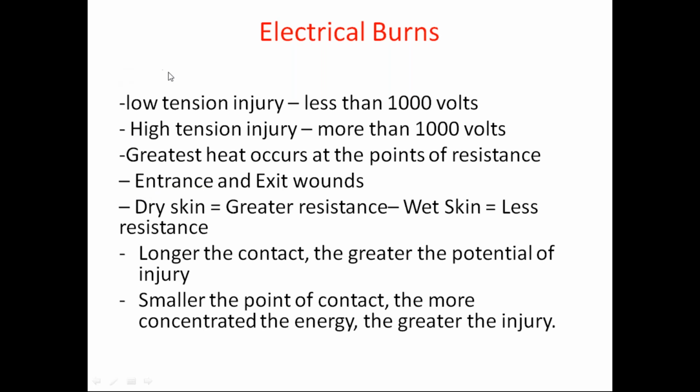Electrical burns. Electrical burns can be low tension injury or high tension injury. Low tension injuries are like those from electrical appliances, so the voltage will be less than 1000 volts. Here there will be entry and exit wounds. In case of low tension injury, the tissue damage won't be that significant. In case of high tension injury, it will be more than 1000 volts, and the patient will go into tetany and is not able to let go of the source.